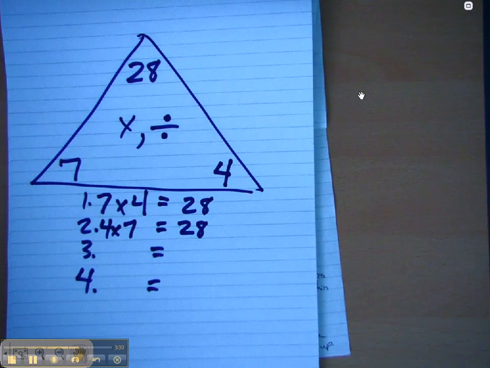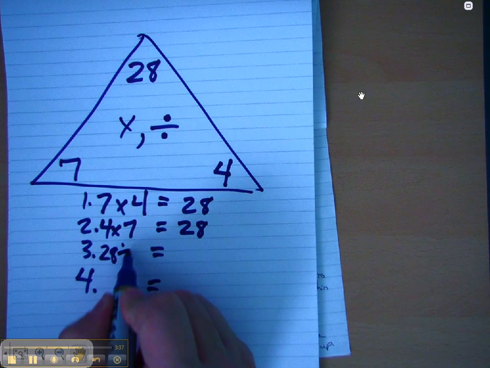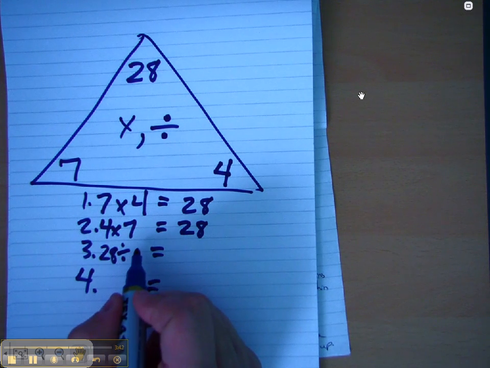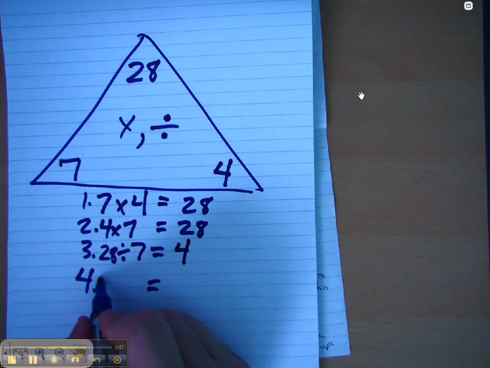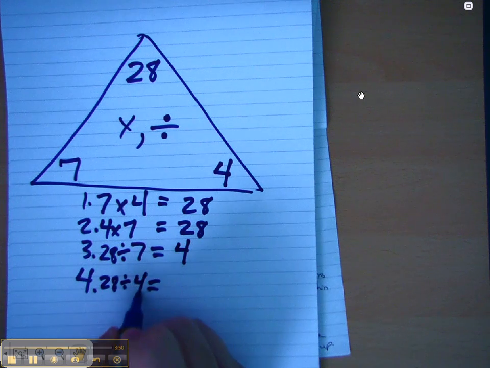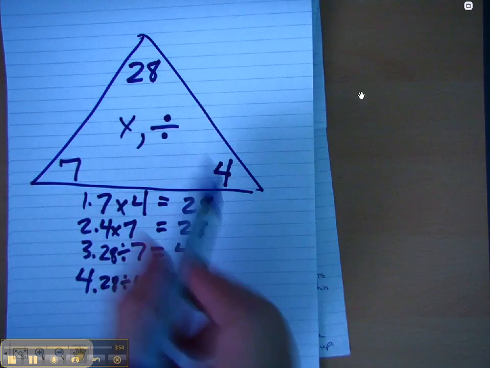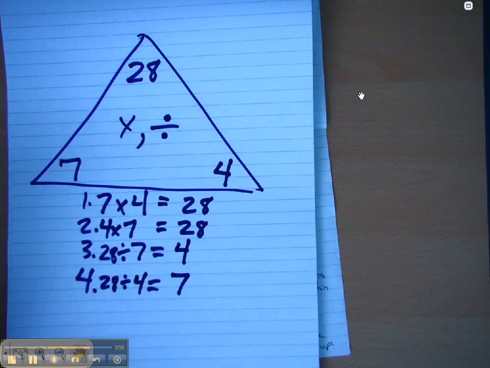Now let's use division. In division, it's important to always start with the largest number, and in this case, it's 28. So it's 28, and we say divided by. That division sign is always read as divided by. So 28 divided by 7, and that equals 4. And we can also do 28 divided by 4 equals 7. 4 mathematical equations using 3 numbers, and either one of these mathematical operations, your truth triangle is true and complete. Okay? So that's the basic idea behind these truth triangles.